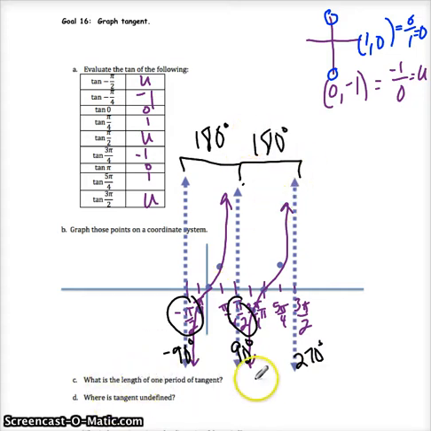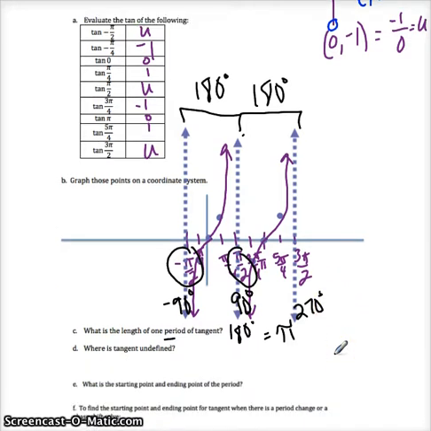So the length of one period for tangent is 180 degrees, which is equivalent to how many radians? And that's pi. Good. So the period length for tangent is different from sine and cosine. Sine and cosine repeat every 360 degrees or every 2 pi radians. So if we want to calculate the period for tangent when we're looking at an equation, the formula is not 2 pi over the absolute value of b, but 1 pi over the absolute value of b.